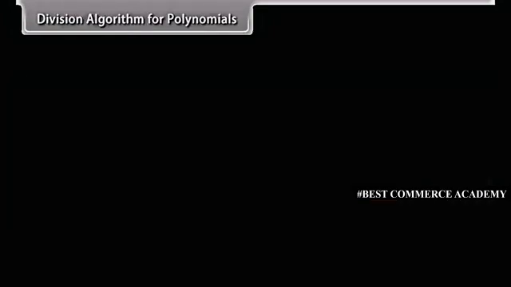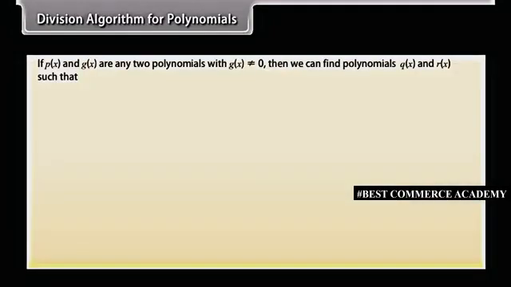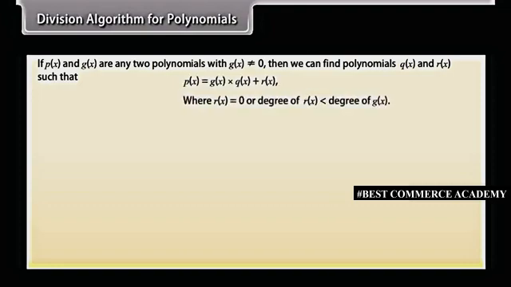Division algorithm for polynomials. If p(x) and g(x) are any two polynomials with g(x) not equal to 0, then we can find polynomials q(x) and r(x) such that p(x) is equal to g(x) times q(x) plus r(x), where r(x) is equal to 0 or degree of r(x) is smaller than degree of g(x). Let's divide 5x^3 minus x^2 plus 6 by x minus 4.